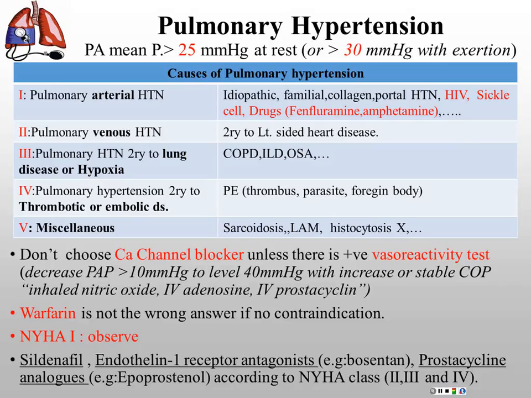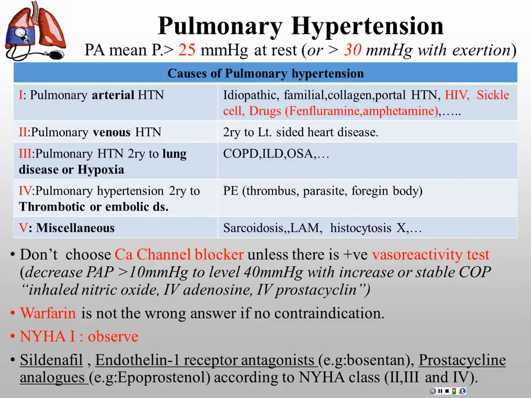For the vasoactivity test to be positive, your pressure should fall below 40 and should fall by more than 10 millimeters. Your cardiac output shouldn't drop; at least it should be stable or increased. Otherwise, you may harm the patient by adding a calcium channel blocker. 50% of the patients who are vasoreactive will, in a few years, lose the vasoreactivity and will need a different agent. Warfarin is not the wrong choice if there is no contraindication.